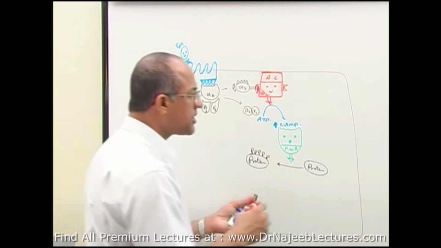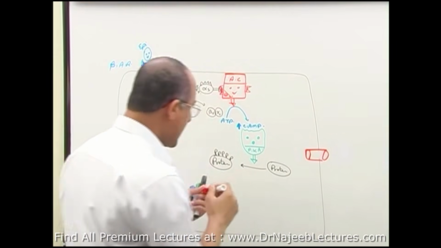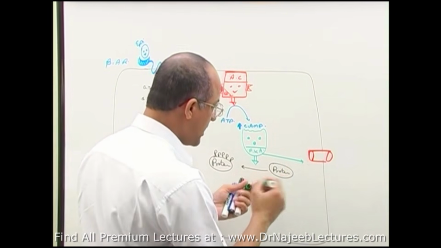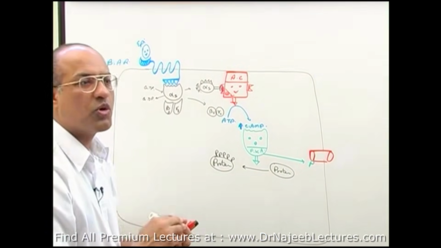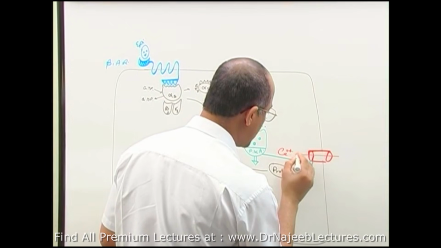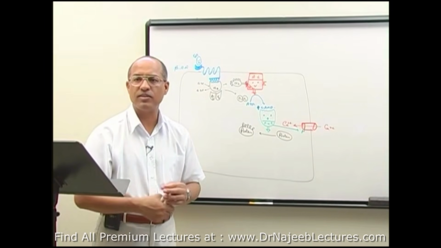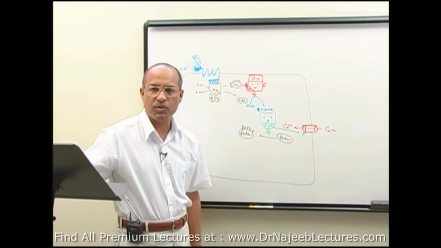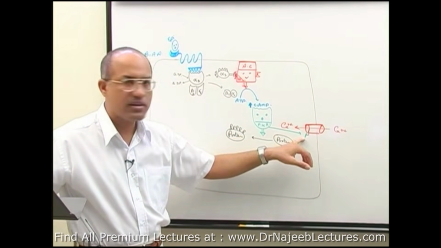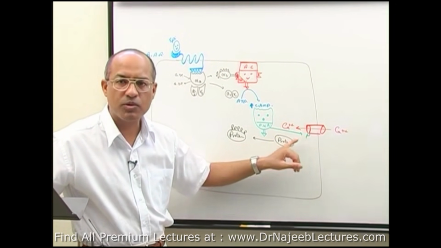One of the target proteins may be the calcium channel. Here is the calcium channel. If protein kinase A phosphorylates the calcium channel, it works more efficiently, and there will be more calcium influx. Calcium dependent intracellular mechanisms will be accelerated. Suppose these calcium channels are present in the SA node, then there will be more calcium influx in the SA node.